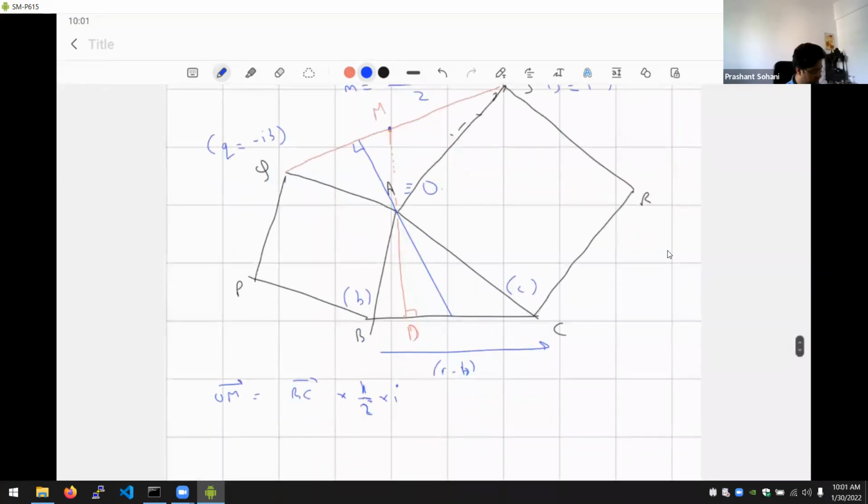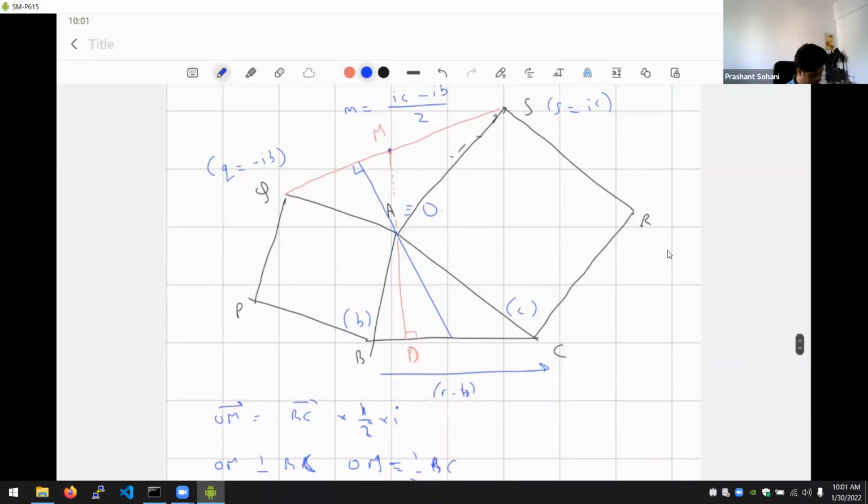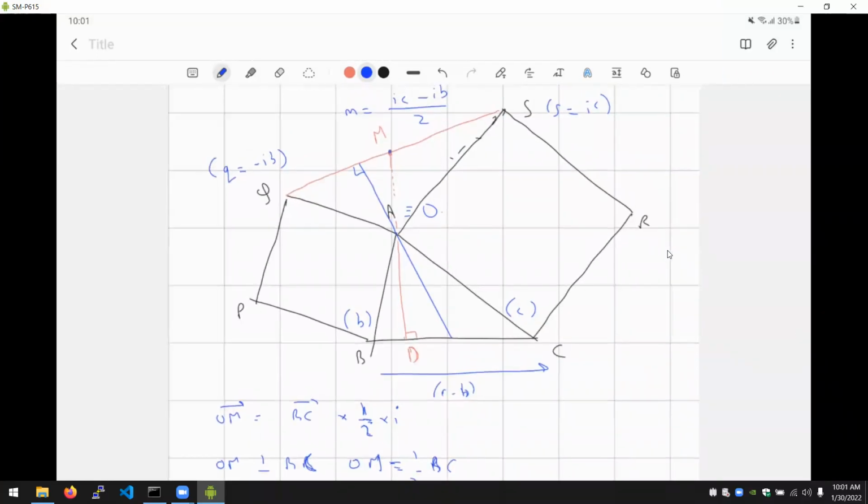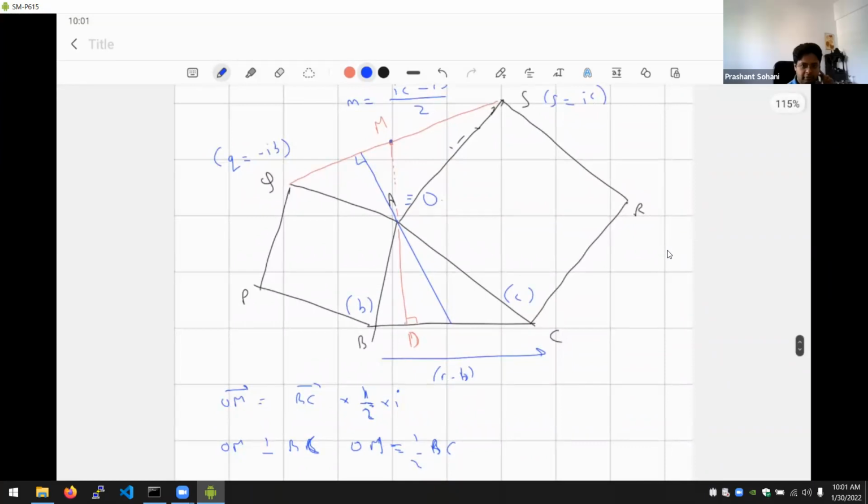So therefore, this gives you additional information, which I don't know if the pure geometry solution gave: not only is OM perpendicular to BC, but OM is also half of BC in length. Okay, are you able to follow this? Yes, sir. Okay, so a very quick solution directly gives you what you want.